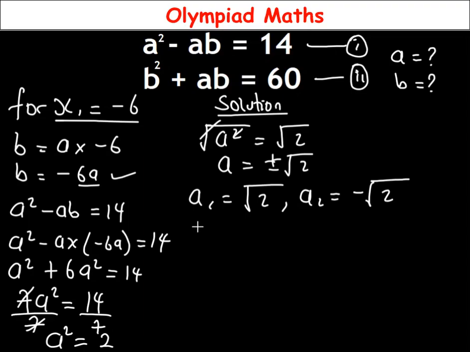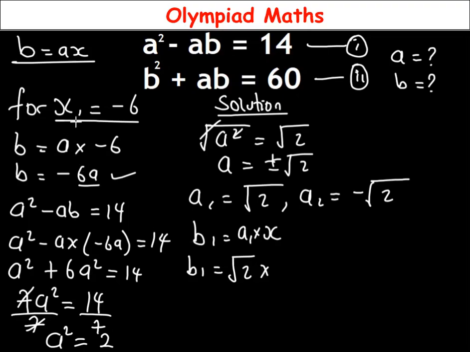Okay, with this, let's then solve for the value of b. But don't forget that initially b is equal to ax, okay, from the beginning. So with this, you can then put in the value of a1 and a2 to get the respective value of b1 and b2. So b1 is then equal to a1 times x, right? So b1 is equal to a1, which is root 2, times the value of x1, which is minus 6, so minus 6. With this, b1 is then equal to minus 6 root 2.